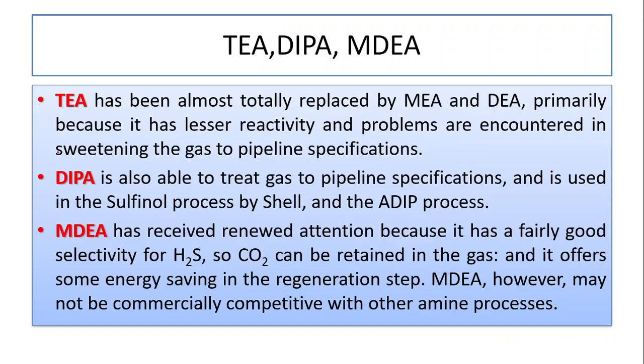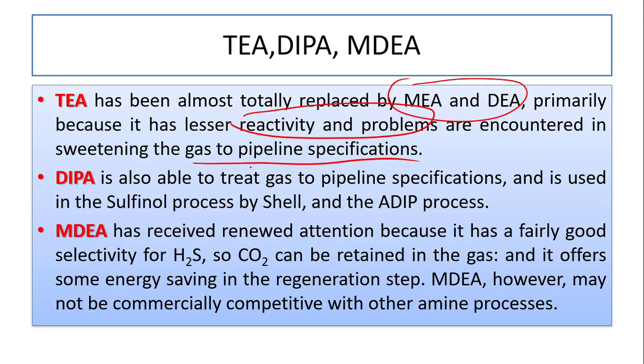Coming to the TEA, tertiary amines, diisopropanolamine and MDEA: they have almost totally replaced the MEA and DEA. Both have been replaced by tertiary ethanolamines, primarily because they have lesser activity and problems as compared to the MEA and DEA encountered in sweetening gas up to the pipeline specifications.